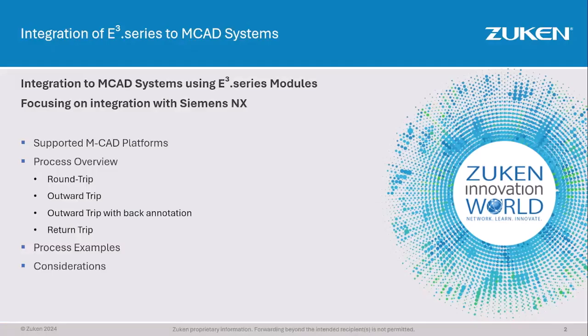We'll look at the supported MCAD platforms and then the processes that are available to yourselves. So the RoundTrip, that's exporting from E3 through into MCAD and then bringing all of that data back into E3 and generating the Formboard. Outward trip would then be an example where your electrical engineers design the schematic and the connectivity, and that's then passed to your mechanical department, who are then responsible for the formboarding.